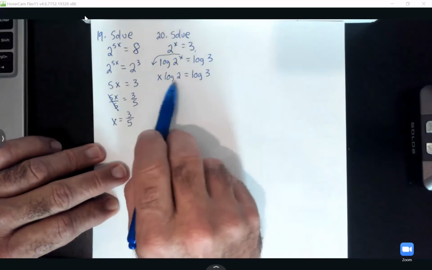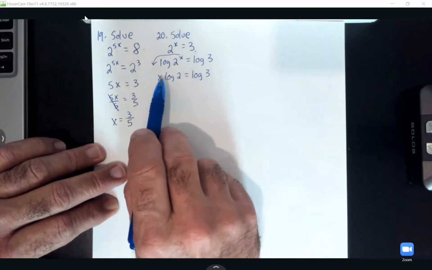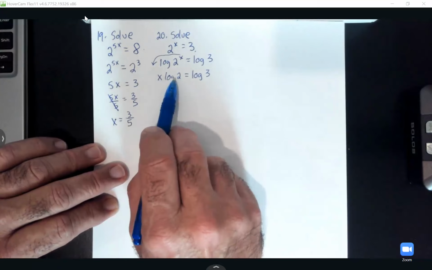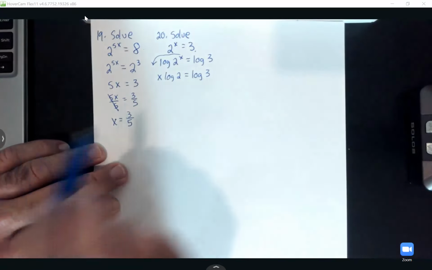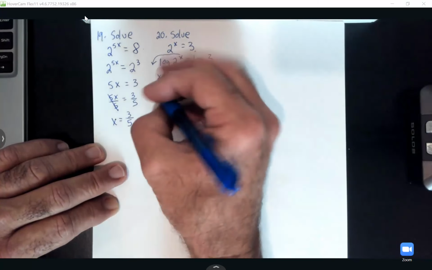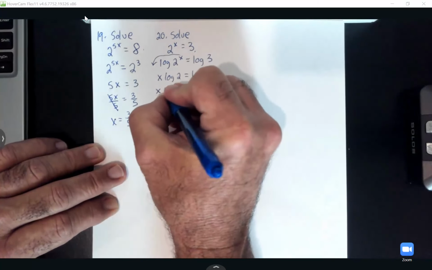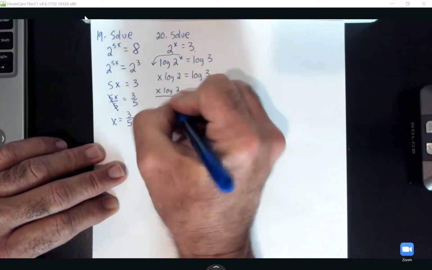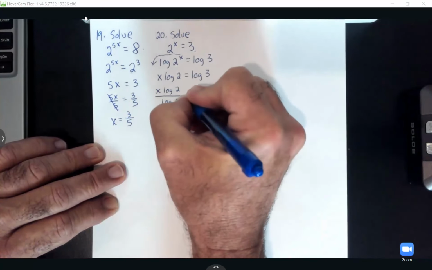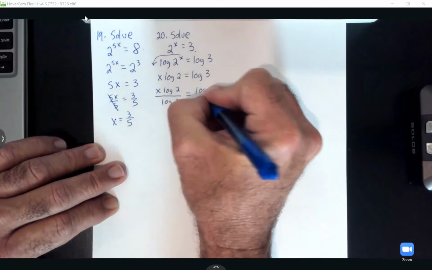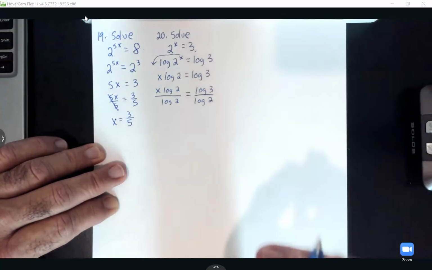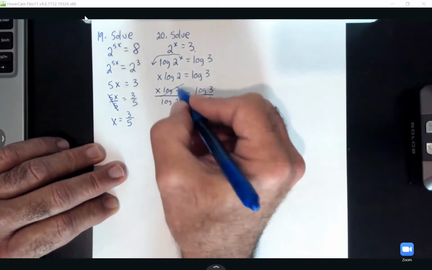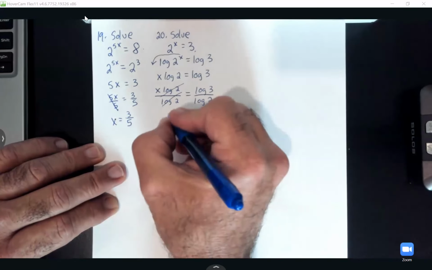All right, there's only one more step to get this x by itself. So since the x is being multiplied by log 2, that means we need to divide both sides by the log 2. So my x times log 2 divided by log 2 will equal log 3 divided by log 2. Notice these logs over here cancel, giving me my 1x.